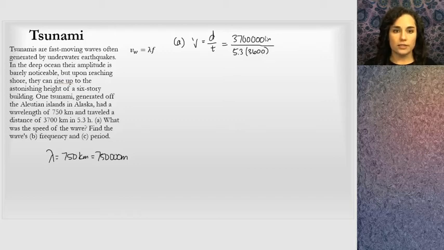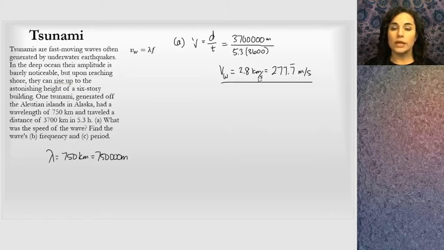So you can see that some factors of zero cancel here, and when I find the speed of this wave as it travels across the ocean, it's 2.8 kilometers per second, but when I run it through the calculator, the number in meters per second is 277.7 repeating meters per second. So that's the speed of the wave. So it's about 2.8 kilometers per second. That's pretty fast. It's a good clip. 3,700 kilometers in 5.3 hours.